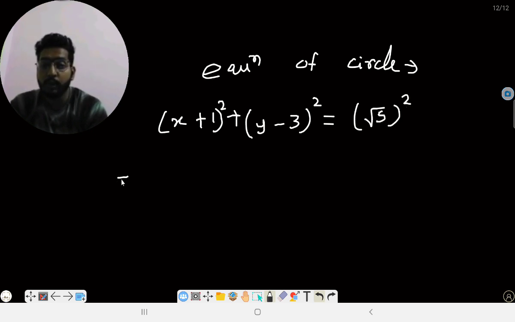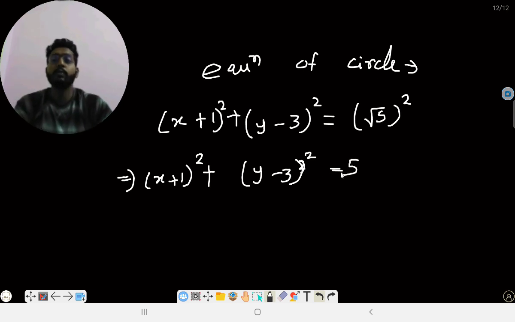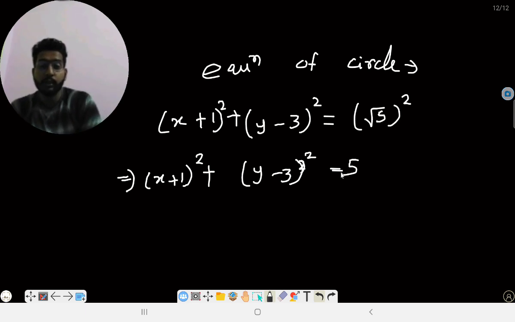So here it will be (x plus 1) whole square plus (y minus 3) whole square equals 5. That will be the equation of the circle. Okay, so (x plus 1) whole square plus (y minus 3) whole square equals 5 is the equation of the circle. Done. Now we'll move to the next question, question number 3.